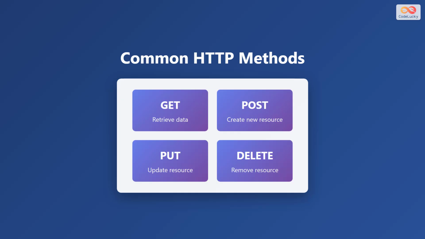REST APIs use four main HTTP methods. GET is used to retrieve data from the server. POST creates a new resource on the server. PUT updates an existing resource with new data. And DELETE removes a resource from the server. Understanding these methods is crucial because they define what action you want the API to perform.